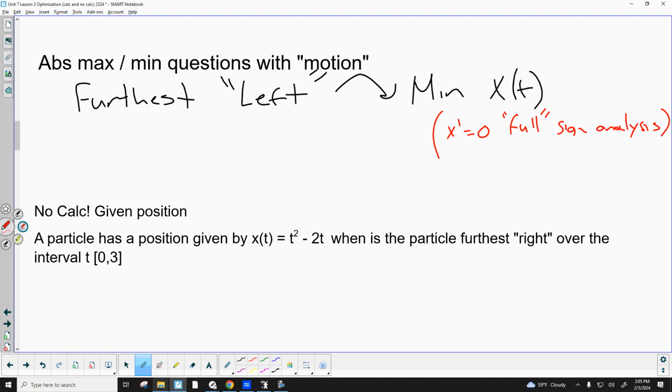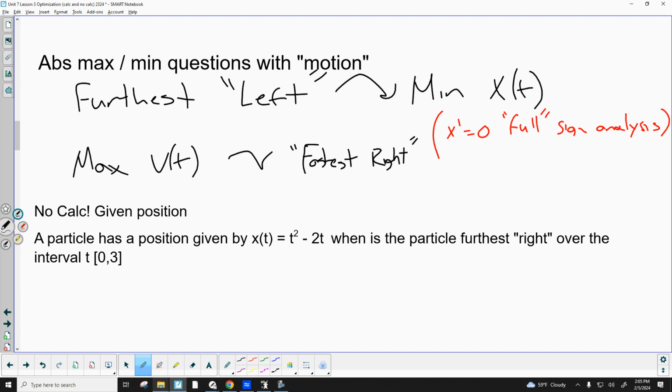Obviously, furthest right would be a max of position. The same process still would be done. You would take your derivative, set it equal to 0, look at your endpoint. I could ask you for when you're going fastest right or fastest left. Typically, they'll ask literally just for a max velocity. A max velocity could be translated as fastest to the right, but I usually don't see it like that. But I think I have some homework questions asking you for when you're going fastest right.